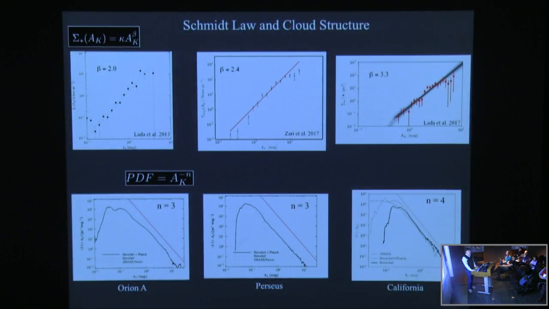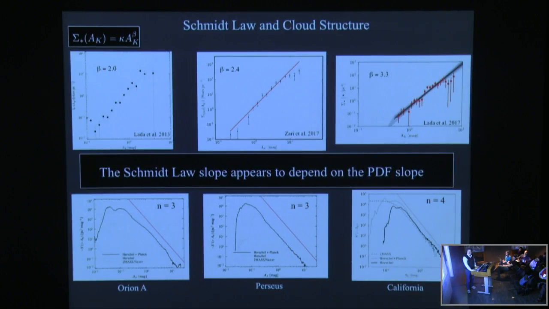So if we now go back to our Schmidt laws and the 3 nearby GMCs, and we look at their PDFs, you notice one thing, like I said, the PDFs are very well described by power laws, actually better described by power laws than even the Schmidt law. And you notice that just as a Schmidt law can vary, especially if you compare Orion and California, you can see that the PDFs, their shapes also vary, and it appears that the Schmidt law, on subcloud scales, its slope depends on the slope of the PDF of the cloud.